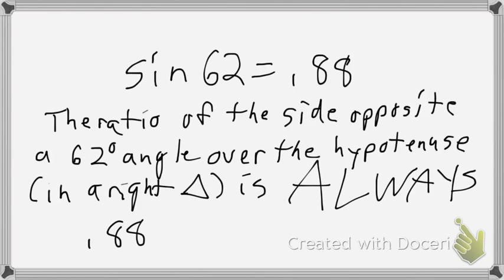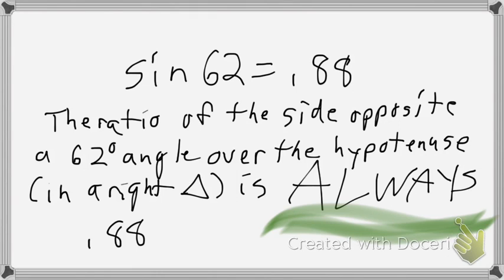So it doesn't matter how big the triangle is or how little the triangle is. If the 3 angles inside that triangle are 62, 28, and 90, then the ratio of the side opposite the 62-degree angle over the hypotenuse will always be 0.88. Now, instead of writing that down, we just write the sine of 62 equals 0.88.